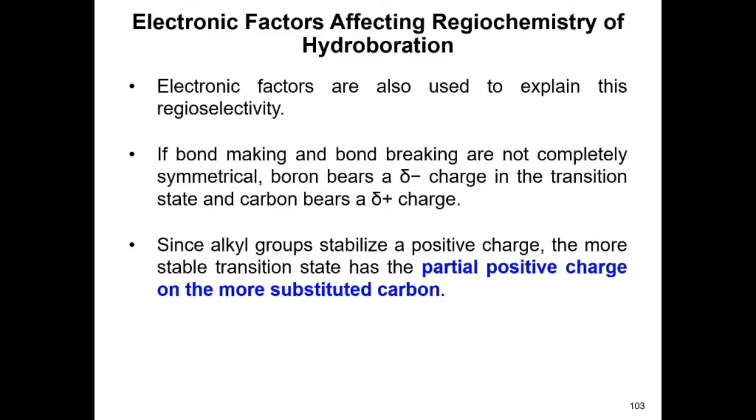Another way to explain this regioselectivity in hydroboration is via electronic factors. So in the transition state, the boron bears a partial negative charge, and then the carbon bears a partial positive charge. And so the carbon bearing the partial positive charge should have more substituents bonded to it because these alkyl groups can stabilize the positive charge better. And so in other words, the more stable transition state has the partial positive charge on the more substituted carbon. Remember that these alkyl groups are electron donating groups, and again, they are able to stabilize a positive charge.